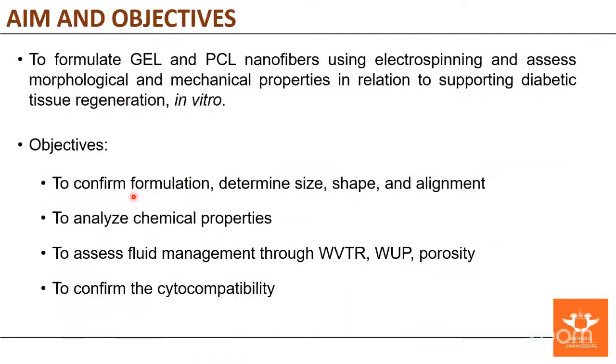Which brings us to the aim of our study. We aim to formulate nanofibers using electrospinning. We chose two polymers, gelatin and PCL, polycaprolactone. Gelatin is a natural polymer. PCL is a synthetic one. Gelatin has cell interactive activities and PCL has the mechanical part. So together they form a better complement. Upon formulating these nanofibers, we will then assess their morphological and mechanical properties in relation to supporting tissue regeneration.